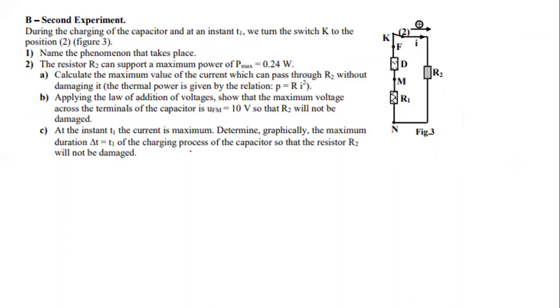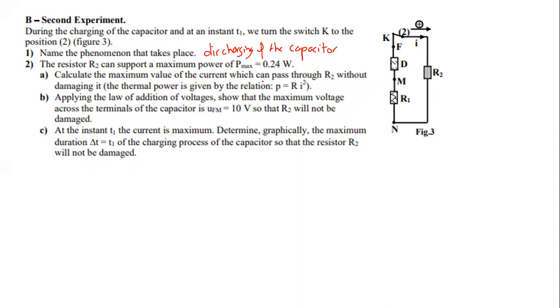We continue. Now the second experiment, this is the capacitor here. Now we put it, it's already charged, in a circuit where there's no battery. So we name the phenomenon that takes place: it's the discharging of the capacitor. Now the resistor R2 can support a maximum power of P maximum equals 0.24 watt. Calculate the maximum value of the current which can pass through R2 without damaging it.